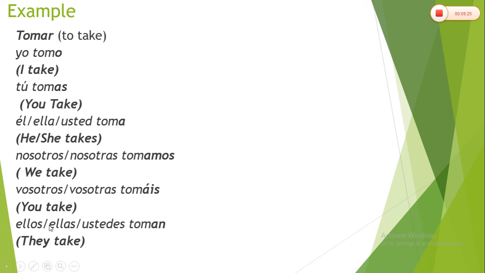Now I would like to say this thing again. Ellos, ellas means they, and ustedes means you all. But why did it come here? Because ustedes takes this ending only, an. That's why I have placed all these pronouns together. However, ustedes means you all.